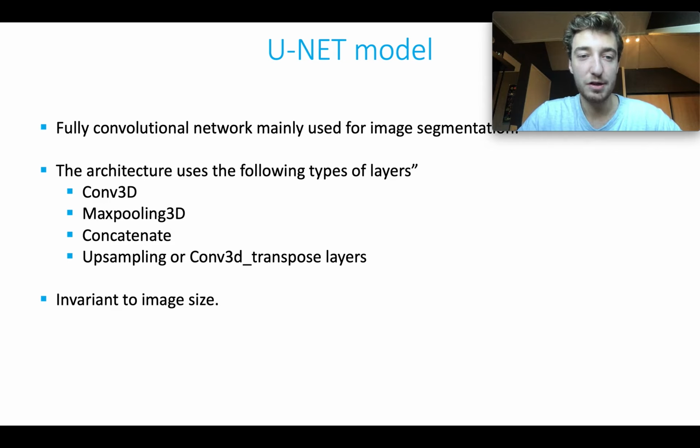Typically a UNet model is a fully convolutional network, mainly used for image segmentation, but in this case I tried to use it for image quality improvement. The typical layers or the architecture of a UNet model make use of convolutional 3D layers, max pooling layers, concatenation layers, and those are combined with upsampling layers, also called convolutional 3D transpose layers. Another thing to note about the UNet model is that it's invariant to image size, so each image size can be fed into it as input.